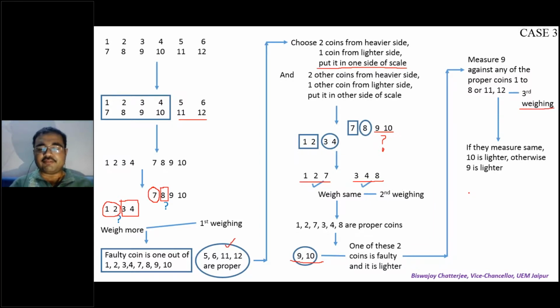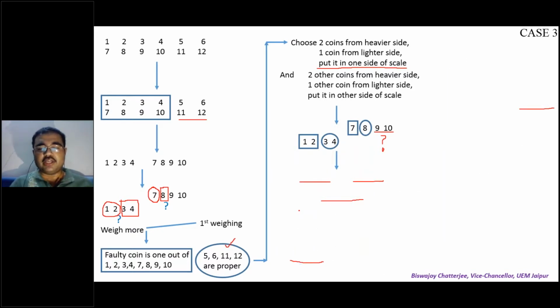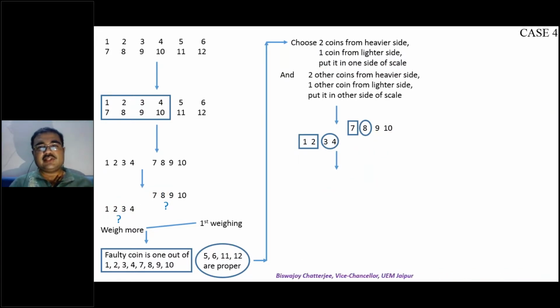But the final thing, suppose this same thing would not have happened, then these steps would have all vanished, and you are left with case 4. See what is your case 4. You were given 12 coins, you chose 8 of them, put them on the weighing scale, 4 each side. One of the sides measured heavier, that was your first weighing. You commented one out of these 8 coins is faulty, the other 4, 5, 6, 11, 12 are proper.